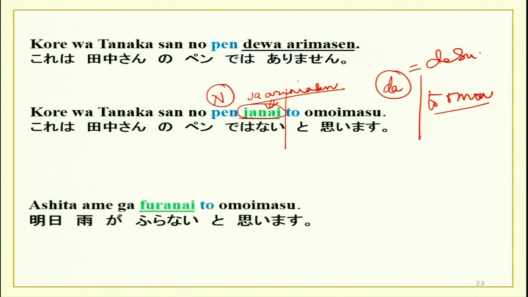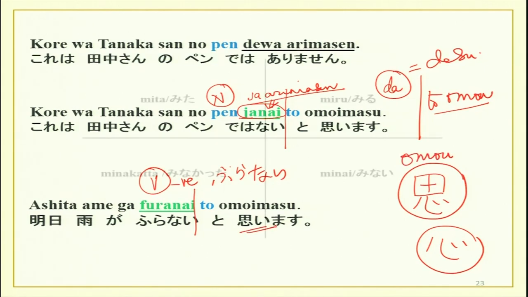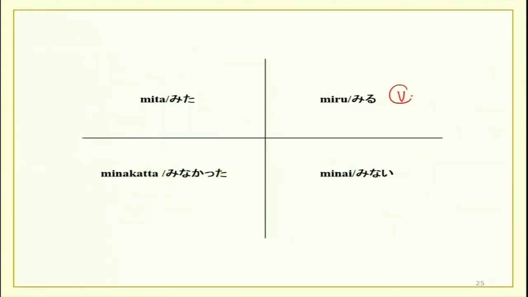Present negative. Now, for verb, ashita ame ga furanai to omoimasu. So, furimasen, and the plain form will be furanai to omoimasu. Always the plain form is going to come. And the kanji for omoimasu is with kokoro. This is the kanji for kokoro, and this is the kanji for omoimasu. Omou, it's given over here as well.